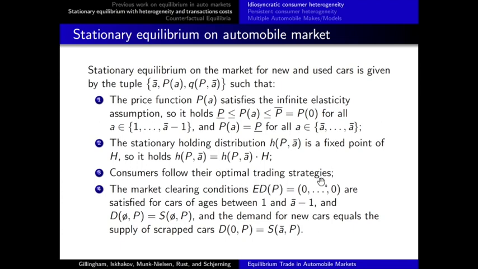Consumers then follow their optimal trading strategies, which essentially means they are solving their Bellman equations, and from that you can calculate the choice probabilities, and from that you can calculate the market clearing conditions, the excess demand. Then you just put that equal to zero, and those excess demands are solved by Newton's method. If you want to solve for the equilibrium, make sure they're satisfied, and find the prices for all cars aged between 1 and ā minus 1.